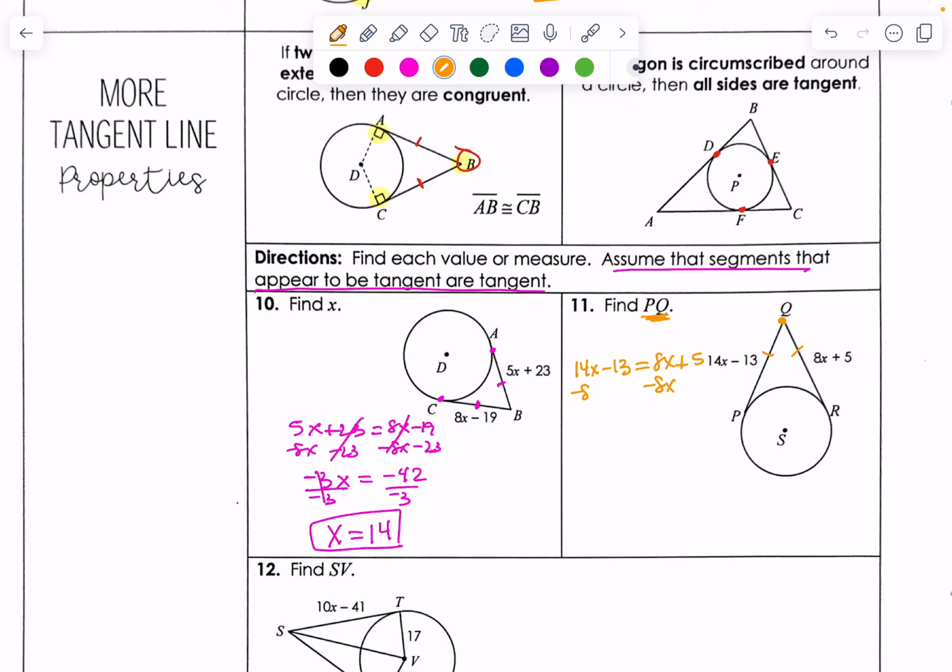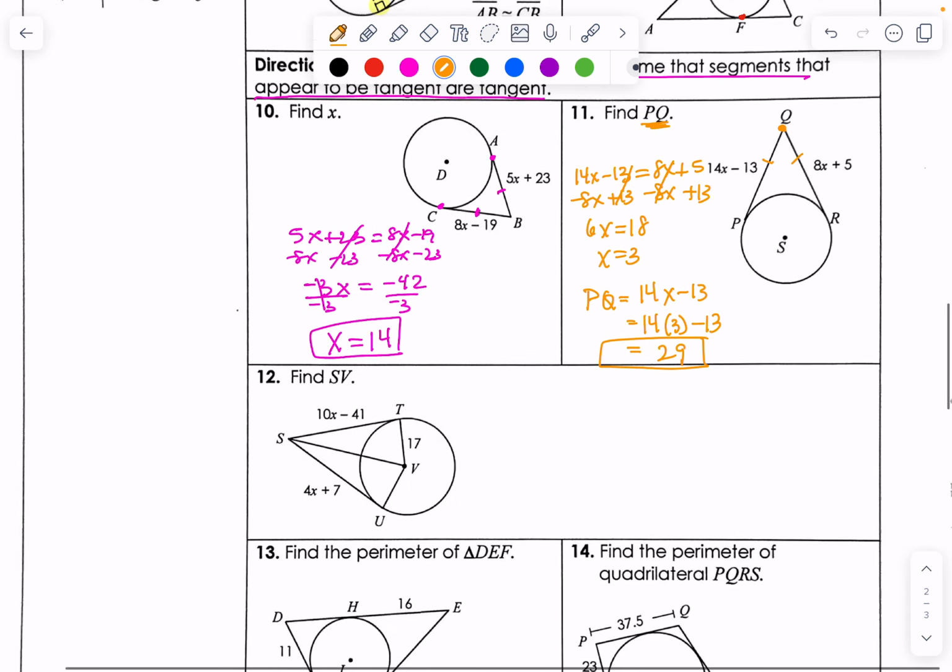Subtracting 8x from both sides and adding 13 to both sides gives me 6x equals 18. X is 3. Great, but that's not what I asked. I asked for PQ, which is 14x minus 13. So that's 14 times 3 minus 13, which is 29. So just because I'm told that those lines are tangent, I can set those two pieces equal to each other and we can move on.